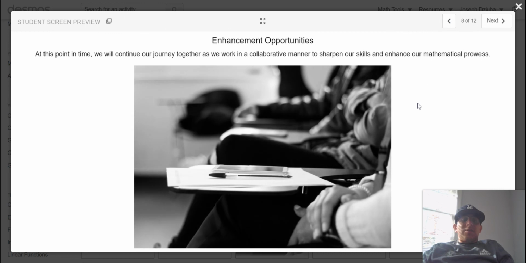That's the enhancement opportunities. All right, so that's where we'll pause and wrap up our journey through curve sketching.